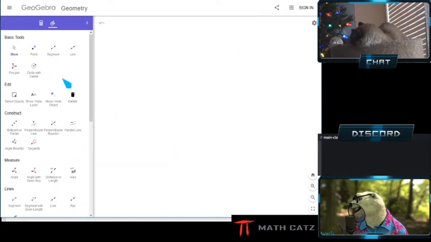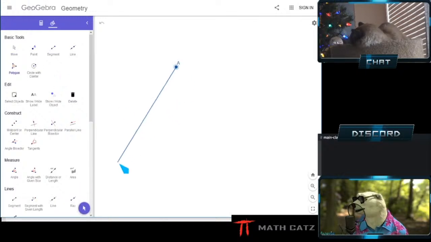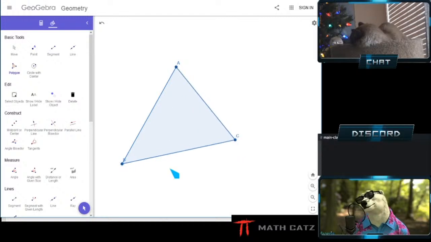I'll do it twice just to show the triangle does not matter. Let's make another triangle. Let's make it not too... I think that's... Oof, who cares? Random triangle, doesn't matter. Okay.